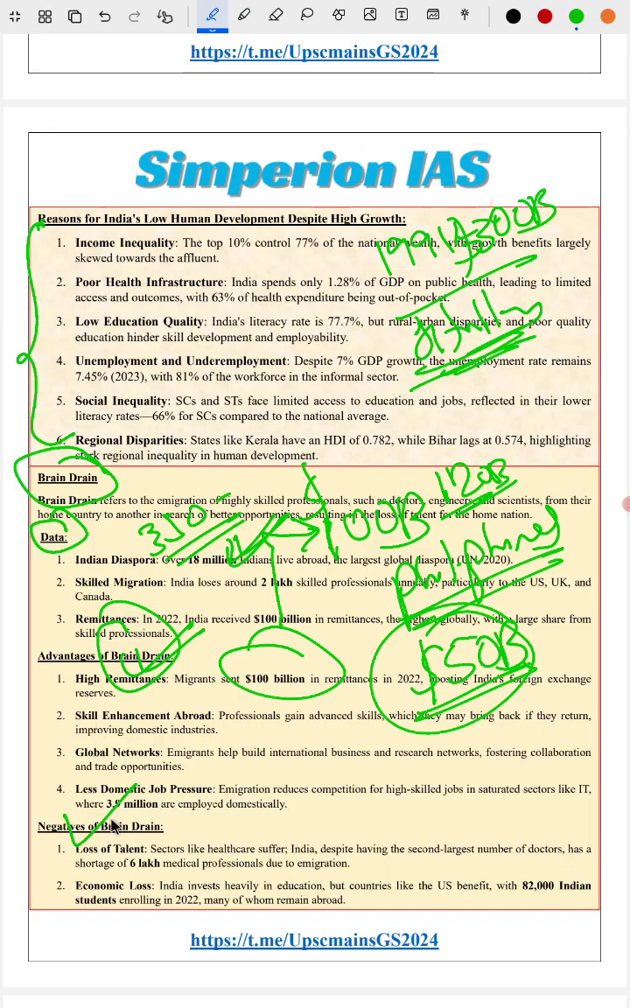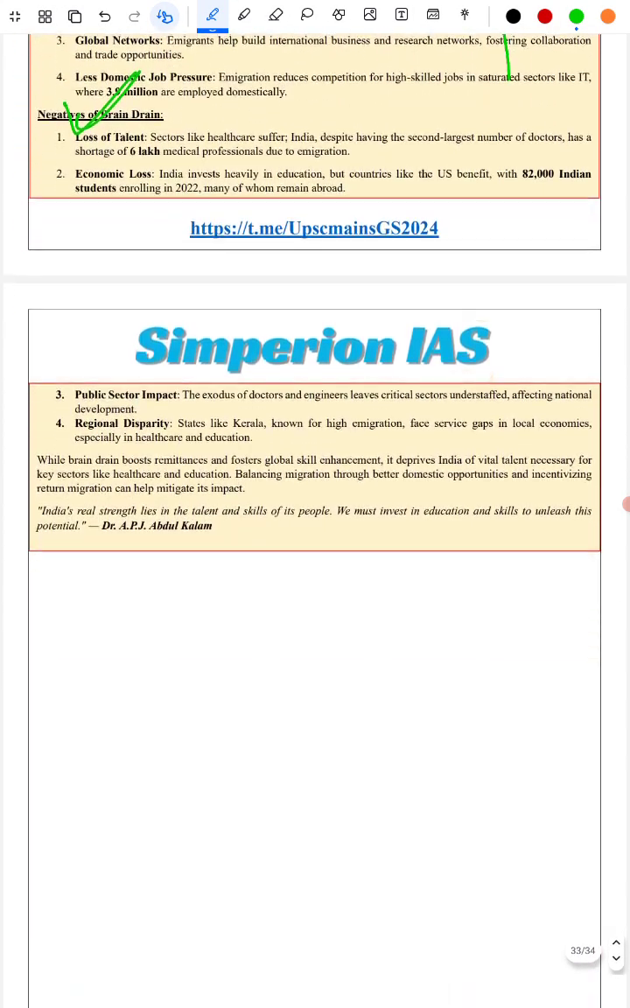Next is, what are the negatives of brain drain? Of course, we lose a lot of highly qualified talent, the engineers from the IITs, the management graduates from IIMs, the people going and studying in premier institutions in foreign countries. So those are the negatives of brain drain.